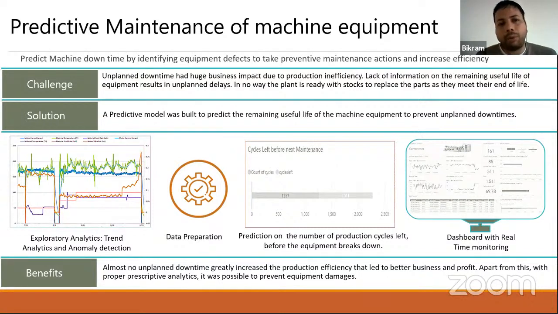Now, predict machine downtime by identifying equipment defects to take preventive maintenance. Now, imagine that you are talking about a wind turbine. Wind turbines, from a distance they look very small, but when you go closer to them, you will see that they are massive, massive structures. Now, if something fails, some problem happened, and you only know it when it stops, then somebody has to go fix it, and the downtime that you'll have to endure could result in great business loss.